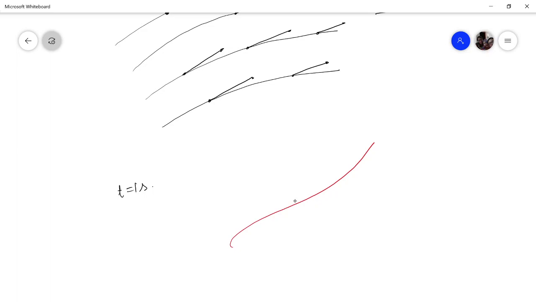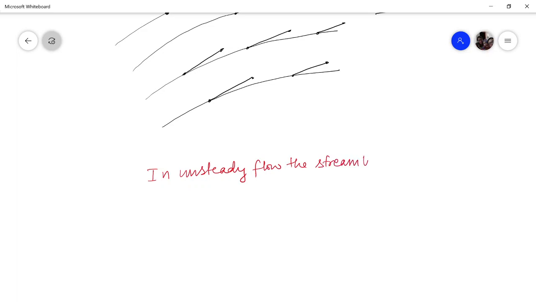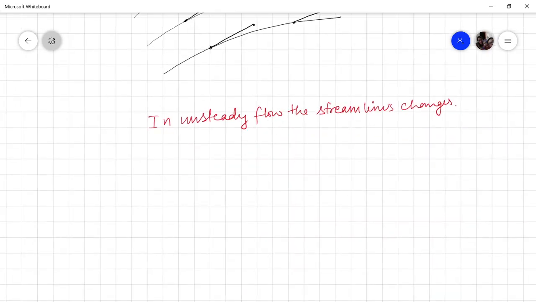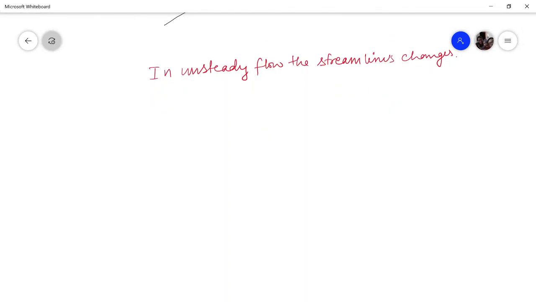So in unsteady flow, the streamlines change, whereas in case of steady flow they remain the same. Okay, so what are some characteristic features of these streamlines?